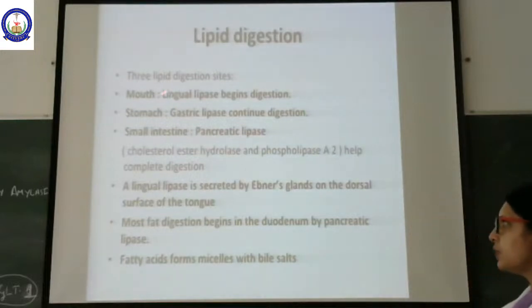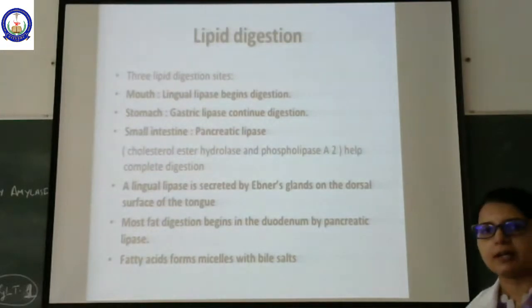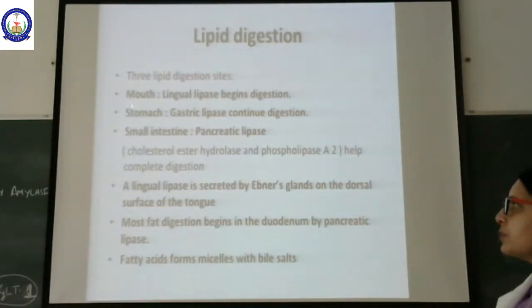So pancreatic juice will be present in the small intestine, and this contains an important lipolytic enzyme, that is the pancreatic lipase. The cholesterol ester hydrolase and phospholipase A2 also help in the process of digestion of fat, and they complete the process of digestion of the fat. Lingual lipase is secreted by the glands on the dorsal surface of the tongue, that is in the mouth, and most of the fat digestion begins at the duodenum by the pancreatic lipase.